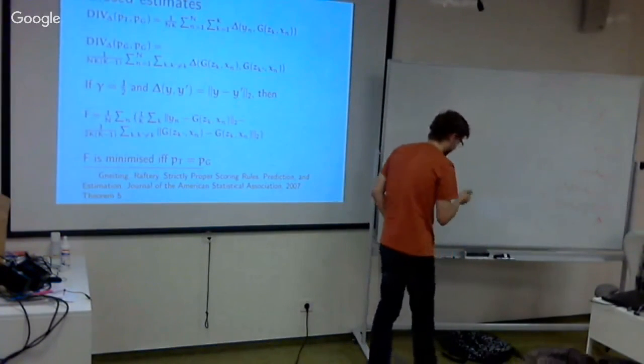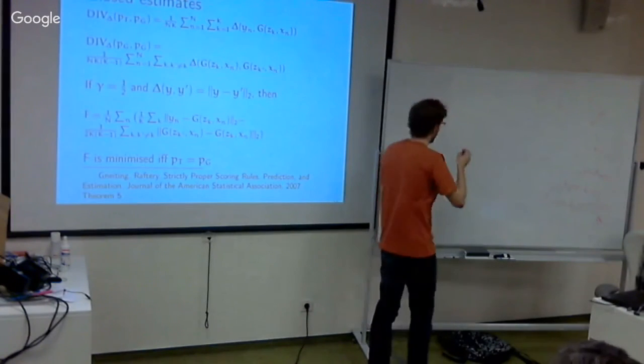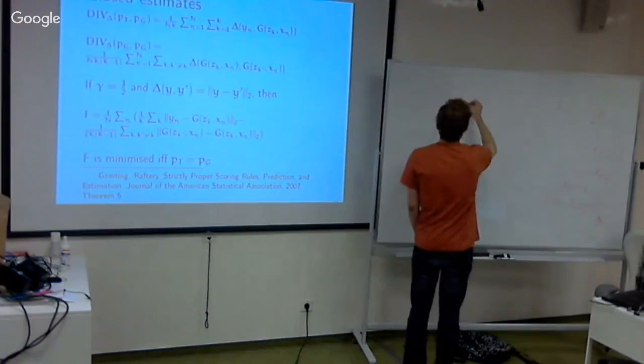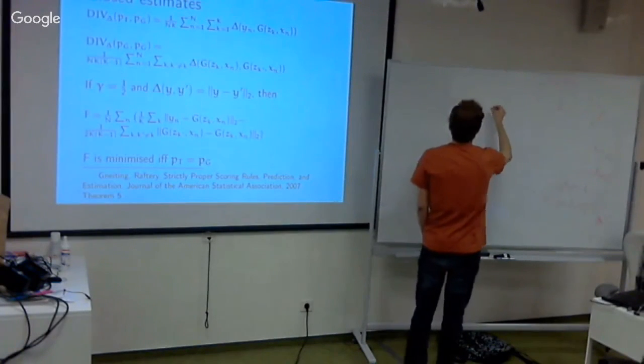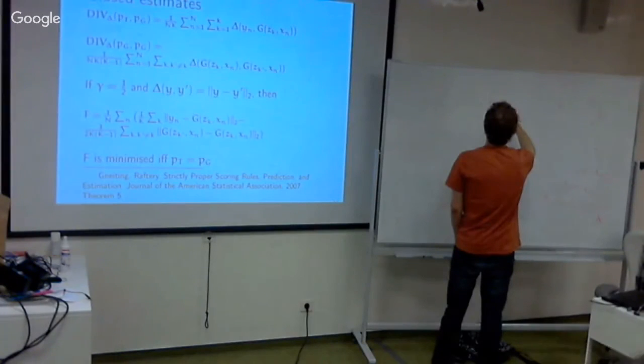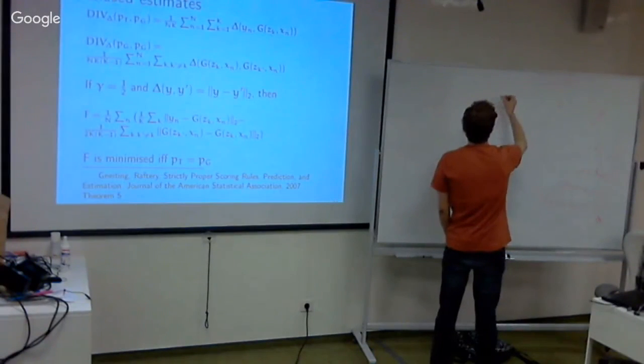So, a positive definite kernel is that. x_i, x_j.